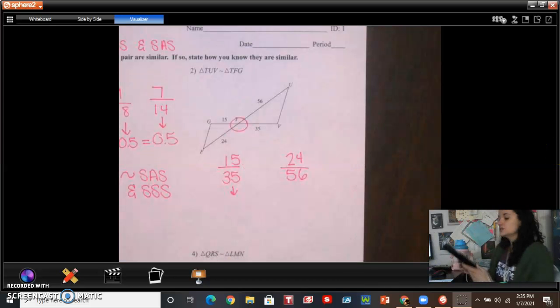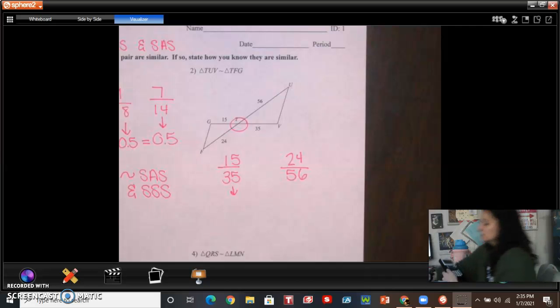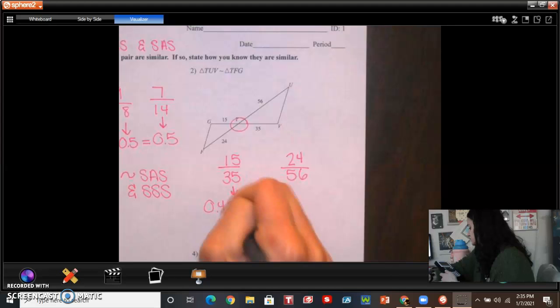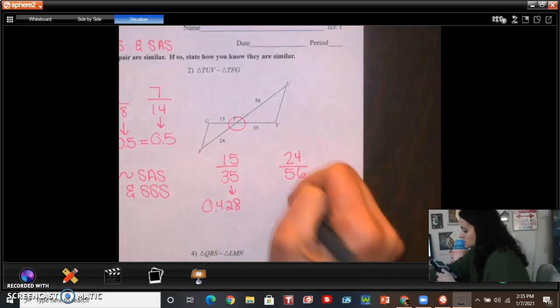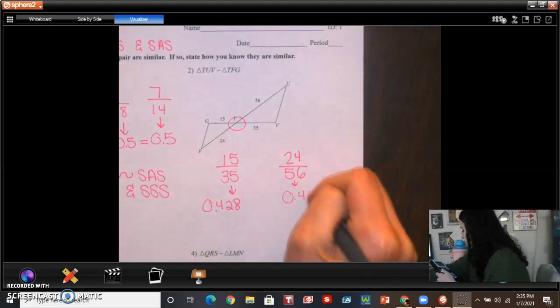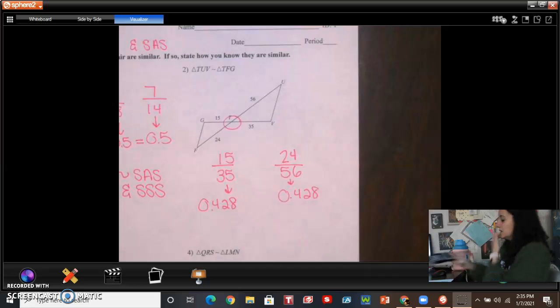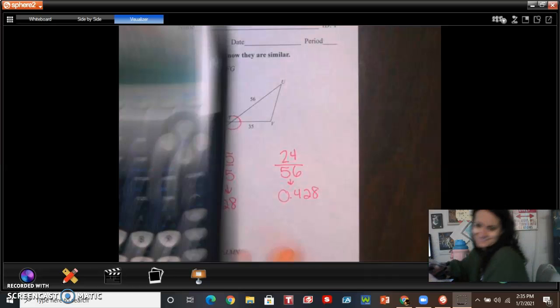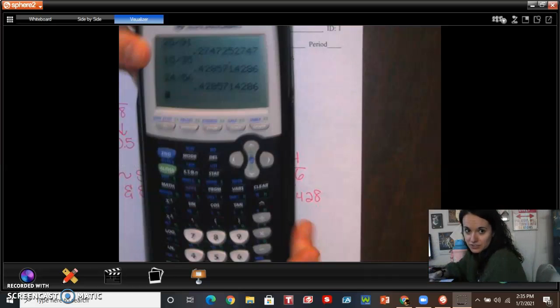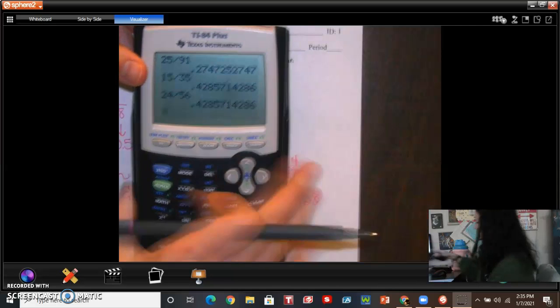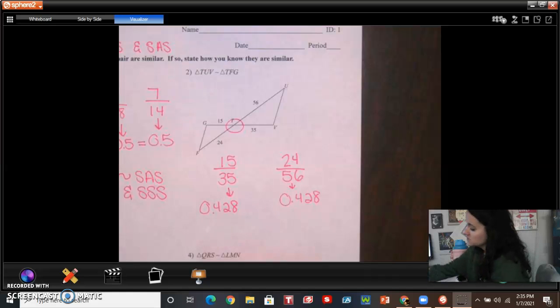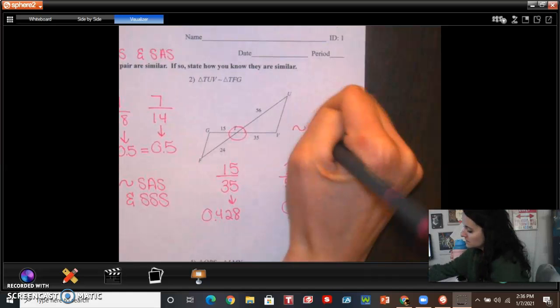All right, so I'm going to do 15 over 35, and I get 0.428, and so on. And then I have 24 over 56, and I get 0.428, and so on. If you check all the digits that follow, they exactly match. So if we have two sides and an angle, we can say that this is similar by side, angle, side.